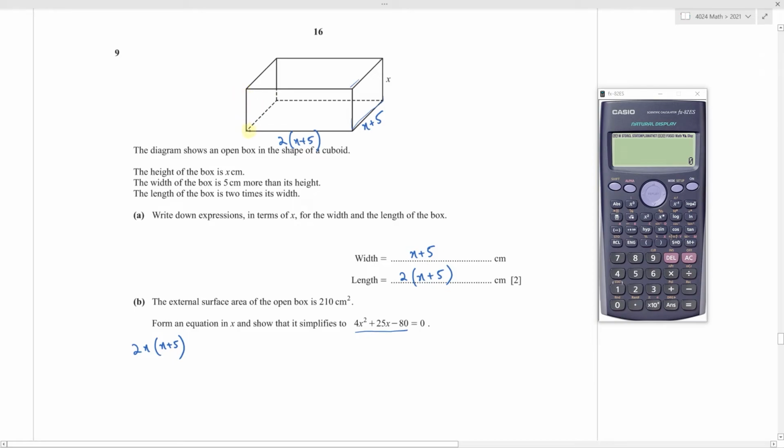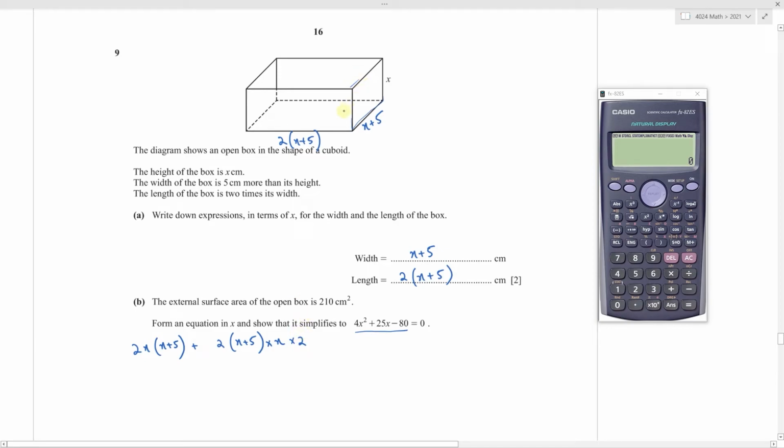So now let's look at the front. So the front, one side is 2 into x plus 5, and the other side is this one, which is x multiplied by x. So this is the area of the front, and the back has the same area as well. So I will again multiply this by 2.